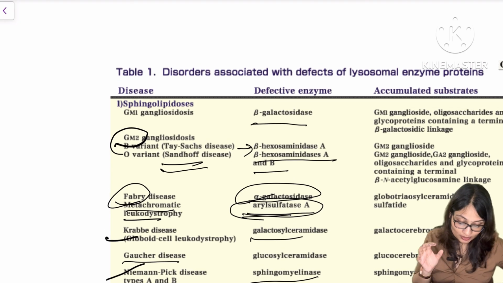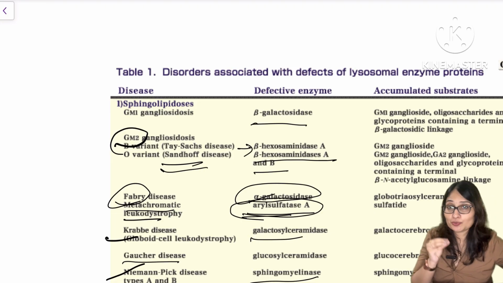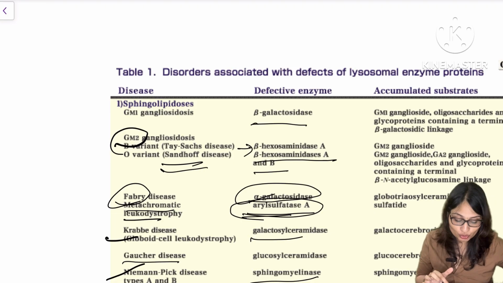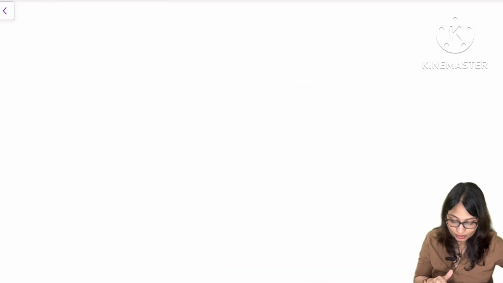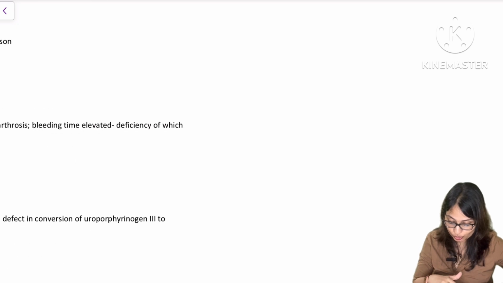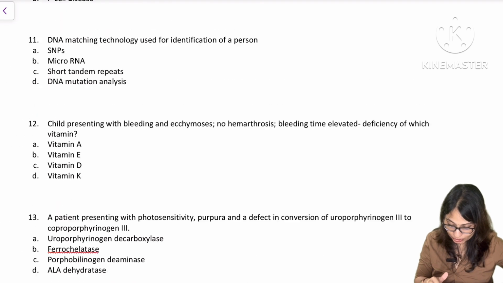But for sure you should know this, it is like a favorite topic with regard to biochemistry. So please do remember all the sphingolipidoses, the diseases, and the enzymes which are defective. Then let's move on to the next question.